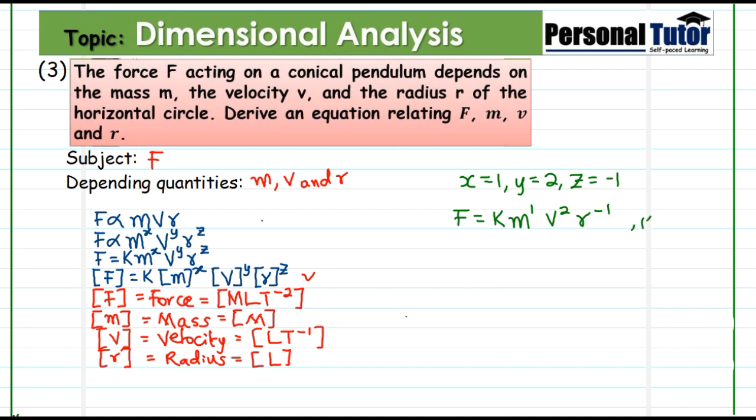Now let's take K to be equal to 1. At times you are given, at times you are not. Okay, so in that in place, you could say F is equal to K, which is now 1. M to the power 1 is still M. V to the power 2 is still V squared. Times R to the power negative 1 is 1 on R. That will afford us the formula mv squared over R. So this is the relation between F, mv, and R.